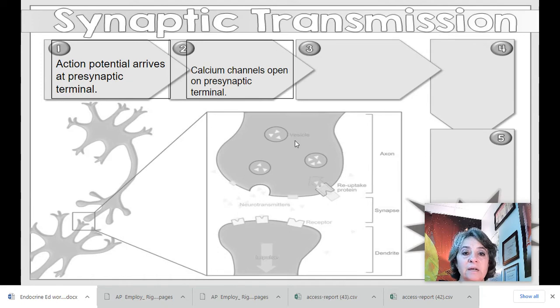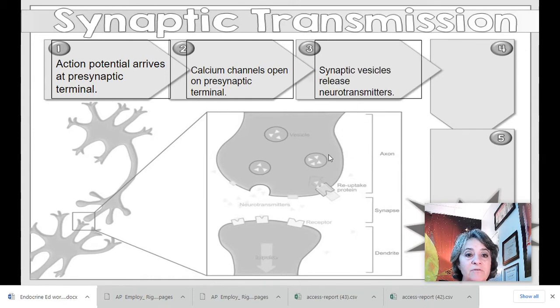When it gets there, it's going to open these calcium channels. Remember, we talked about how you need calcium for muscle transmission, for muscles to contract. You also need them for your nerves. So that's why calcium is so important to have enough of in your body. So calcium channels open up, and when that happens, it allows these vesicles.